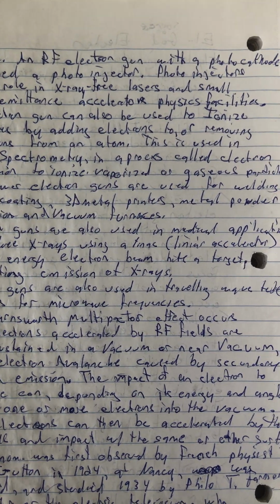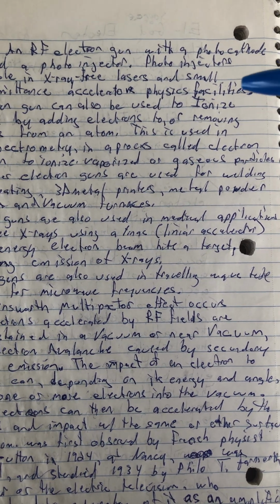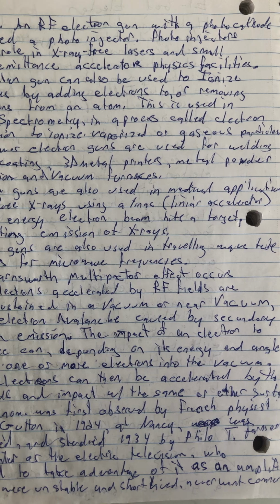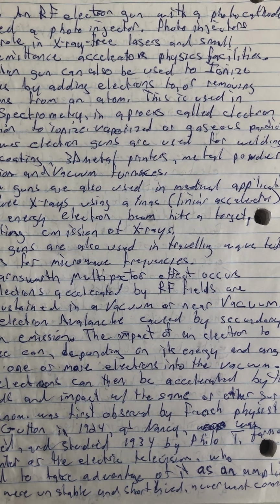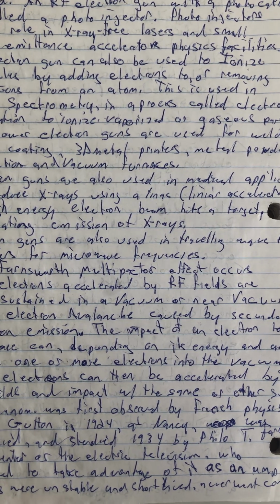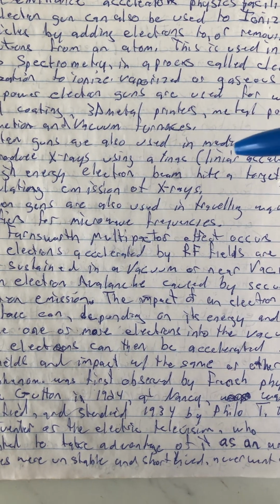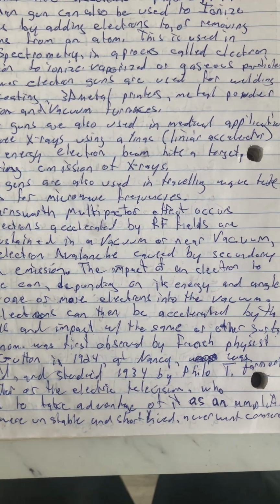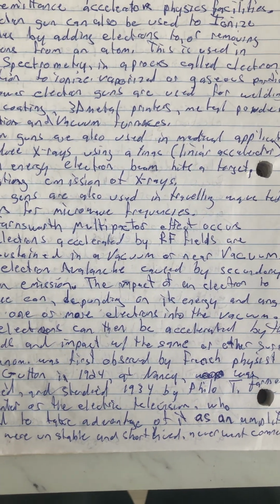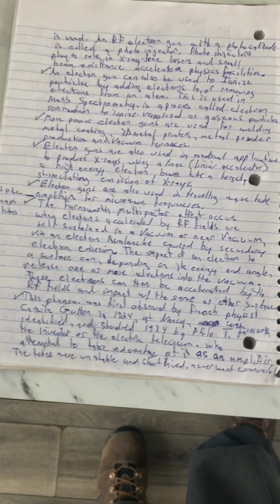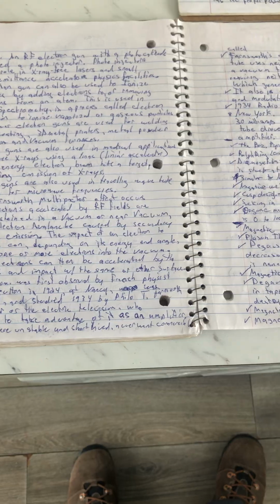More powerful electron guns are used for welding, metal coating, 3D printers, metal powder production, and vacuum furnaces. Electron guns are also used in medical applications to produce X-rays using a LINAC. A high-energy electron beam hits a target, stimulating emission of X-rays. Electron guns are also used in traveling wave tube amplifiers for microwave frequencies. And this is when we get into things like boosting this whole deal by using stuff like cavity magnetrons.